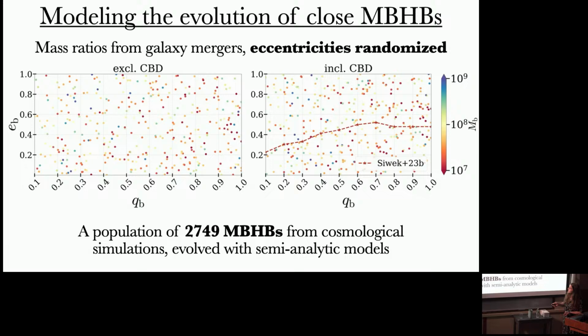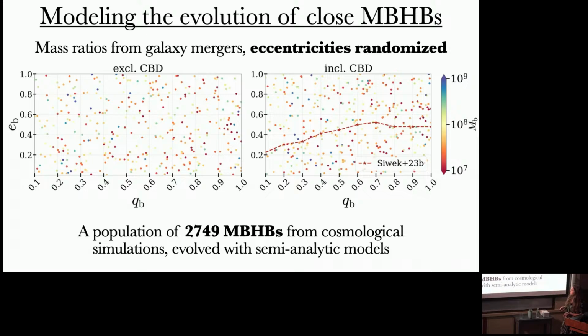So what we've done here is we've extracted the binaries from the cosmological simulations. We let them get towards the galactic center. We record their mass ratios. And then we assign them randomized eccentricities because we simply don't have a good model for that. Then we keep the simulation running, and we either exclude circumbinary disk dynamics or we include it.